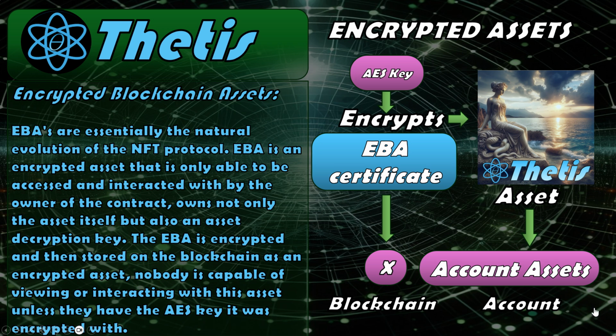Let's just go over it one more time because it's kind of a complicated process. The AES key encrypts this image. When that happens, an EBA certificate is created as block data, which is put onto my blockchain, and this is then tied to my account assets here by the cloud file share.